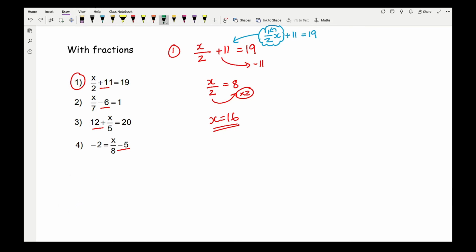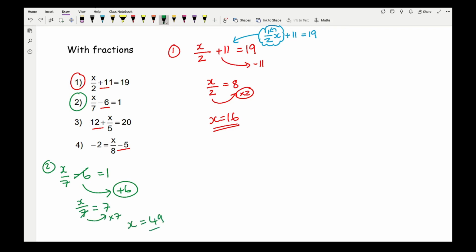So then moving on to question 2, I've got x over 7 minus 6 equals 1. So again, I'm going to add 6 because I do the opposite, and that disappears. So I've got x over 7 equals 7, and then I need to times by 7, so x equals 49.